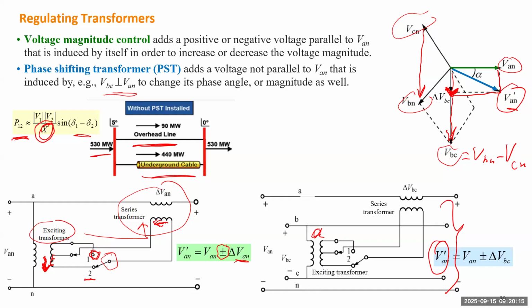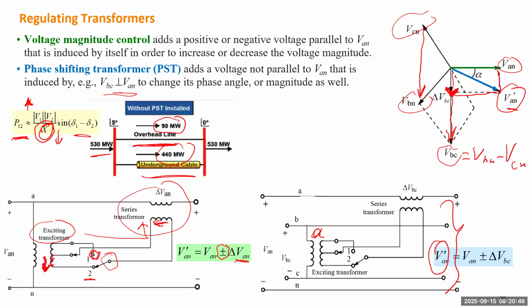So if this is reduced, that will increase the real power. So even if you send 530 megawatt from location A to location B, because there are two paths, the first one, overhead line, only delivers 90 megawatt. The underground cable delivers 440 megawatt. So that's not very efficient, because we're not fully utilizing the capacity of the overhead line.